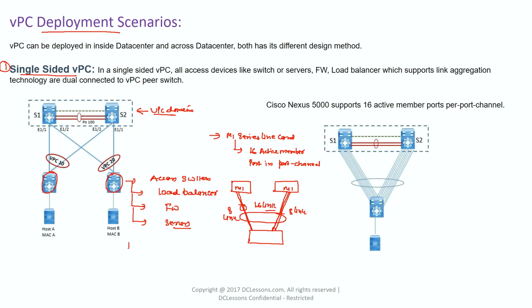Now if you have an F1 or F2 card, you have 32 links to form a port channel, right? So 32 active member ports: you can form 16 from one device and 16 from another device. If we talk about Nexus 5K, the 5K will have 16 member ports, 8 here and 8 here.